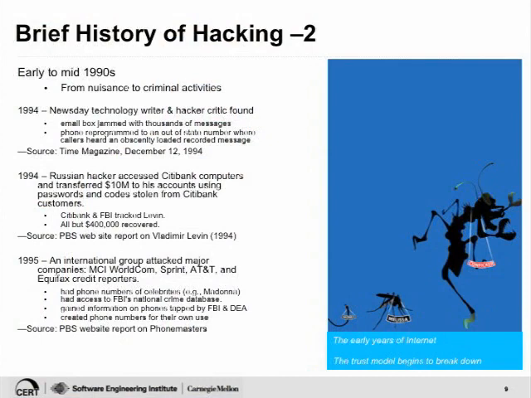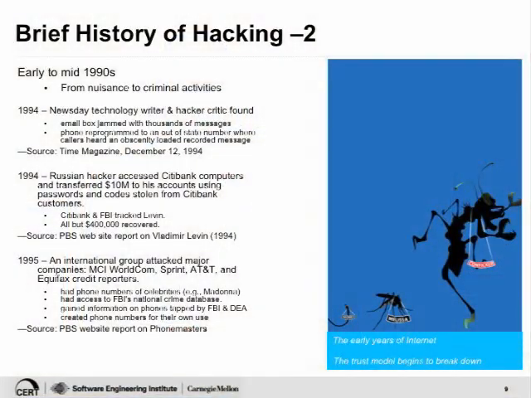The attack listed on this slide talks about a Russian hacker who accessed Citibank computer accounts and transferred over $10 million of funds out of the Citibank accounts to his own accounts. He did that by using stolen passwords and other passcodes. Citibank and the FBI tracked down the criminal whose name was Levin. He was eventually convicted of a crime, and all but $400,000 of that $10 million was recovered. However, Citibank suffered a major reputation problem because of that event, and for years they had to work very hard to rebuild their credibility in the community and to reestablish themselves as a trusted banking institution.